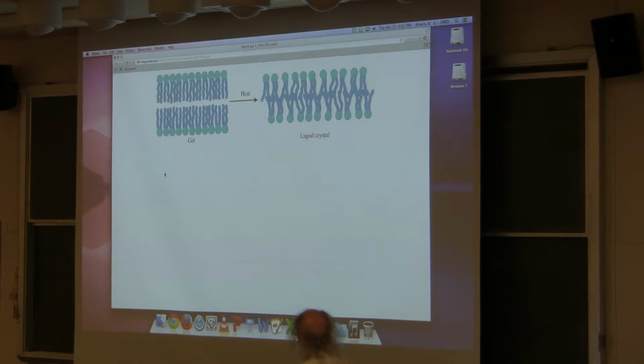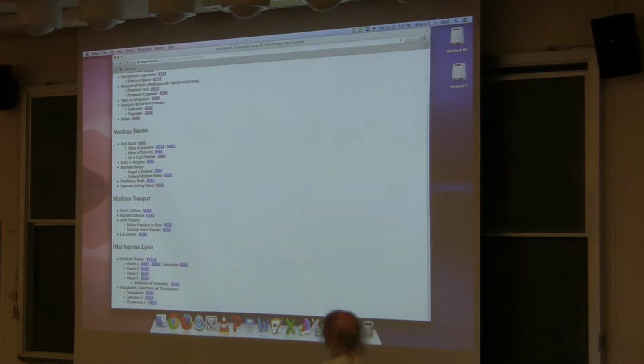This transition that I talked about is basically what you see on the screen here, going from a more solid-like state to a more liquid-type state. And that is facilitated by heat. So the warmer it is, the more you can tolerate the saturated, and the colder it is, the more you're going to want the unsaturated to make them be fluid at a lower temperature. Okay.